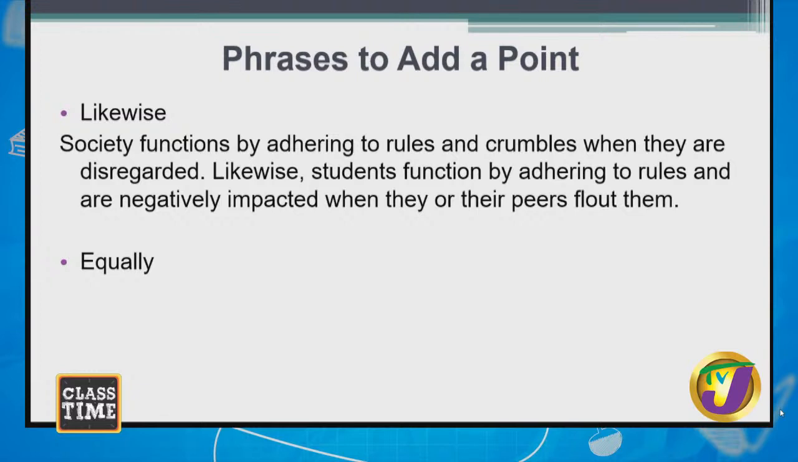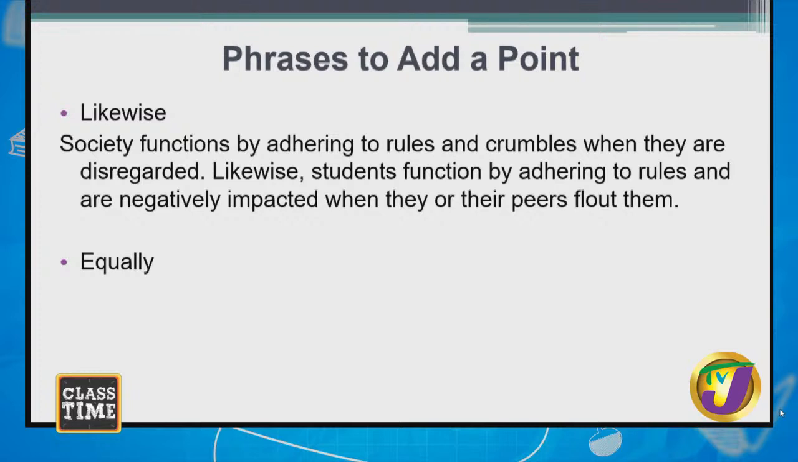So society functions by adhering to rules and crumbles when they are disregarded, and students function when they adhere to rules and are negatively impacted when their peers flout them. So you have used what? You have used comparison again. So notice how you use likewise now to not only do comparison, but to add to the initial point you're making. So you're strengthening the point that if you take away uniforms, you're basically, first of all, affecting the students, and on a larger scale, affecting society eventually.